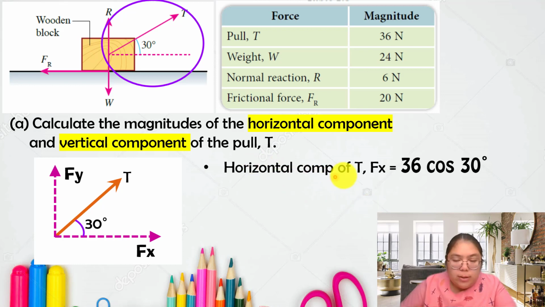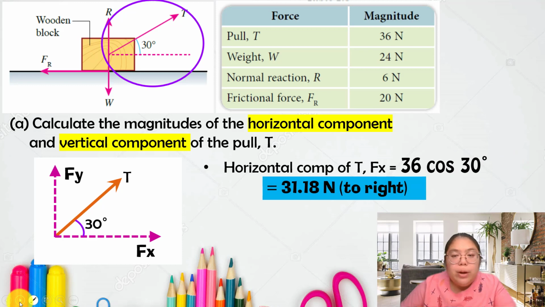Horizontal component of the T, that's Fx. So Fx is T cos 30. T is how many? 36. So 36 cos 30, I get the answer 31.18 Newton to the right. But the question says magnitude, so if you never mention the direction, it's okay. 31.18, then finally we just say to the right.